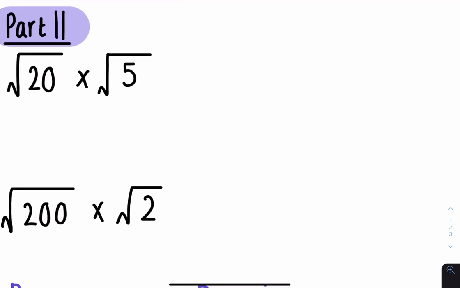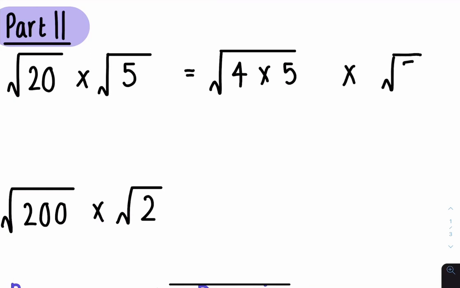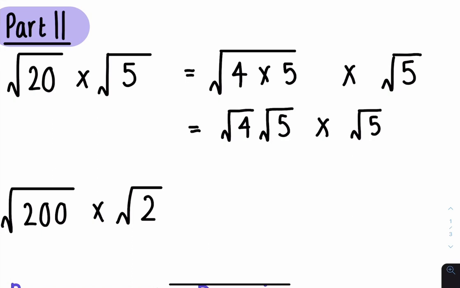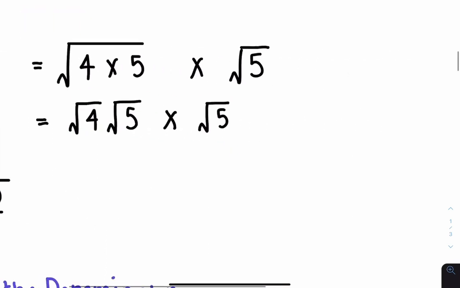With this one, I'm going to deal with each of them separately. So, with the root 20, what is the largest factor of 20 that is also a square number? It's 4. So I'm going to rewrite root 20 as root 4 times 5, because 4 times 5 gives you 20. And then we have times root 5 here. Root 5 can't be simplified because 5 is a prime number. So now we split this and write as root 4, root 5, multiplied by root 5. And then we know that root 4 is just 2. So I'm going to write this as 2 root 5 times root 5.